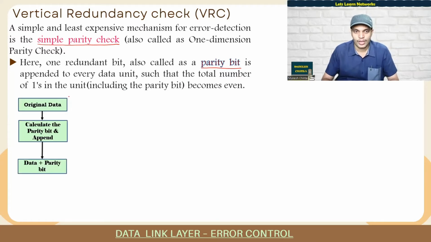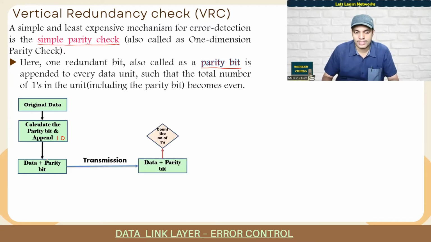Now let me show you. This is your original data. You have to calculate the parity bit. That means if your original data has an odd number of ones, your parity bit will be 1. If it has an even number of ones, your parity bit will be 0. So based on that, you append that bit. Your data and parity bit are both appended and now transmitted to your receiver. So the transmission happens. Your receiver will be receiving the same data which you sent, so data plus parity bit.